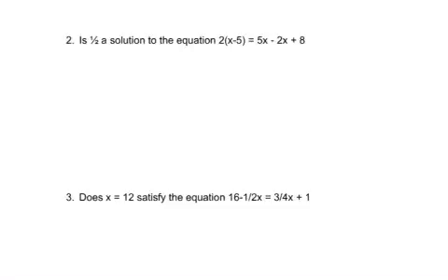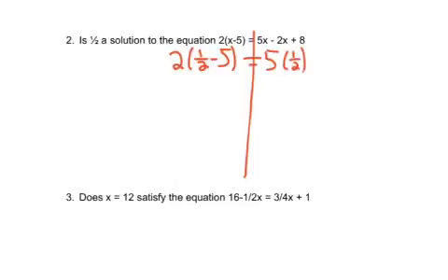All right, here we go, continuing on with our review part 2. What we're going to do here is plug 1/2 in for any time we see an x. So I have 2 times the quantity 1/2 minus 5 equals 5 times 1/2 minus 2 times 1/2 plus 8. Yes, you could have combined your like terms if you wanted to, or distributed at first if you wanted to. It doesn't matter what way you do these, as long as you put this value in for any time you see an x, you will get the same end result.